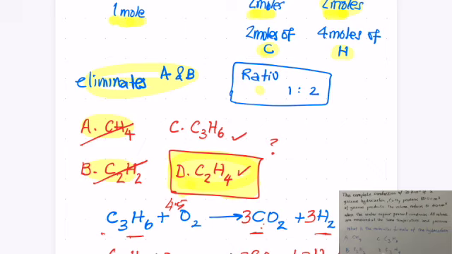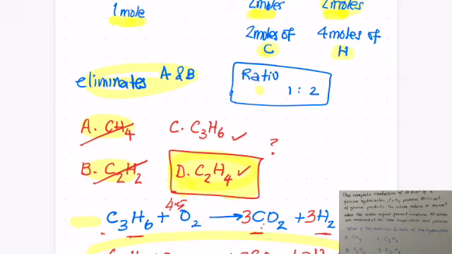But remember, the ratio of the original molecule to the two products must be in the ratio of 1:2. And we can establish that by looking at the balanced equation associated with each of C and D. When we try D, we get this balanced equation which fits the answer here. 1 mole of C2H4, 3 moles of oxygen, 2 moles of CO2, and 2 moles of H2O.